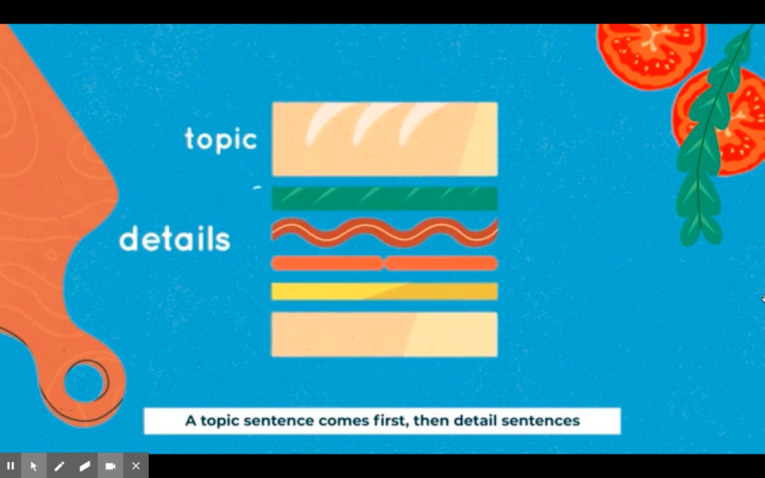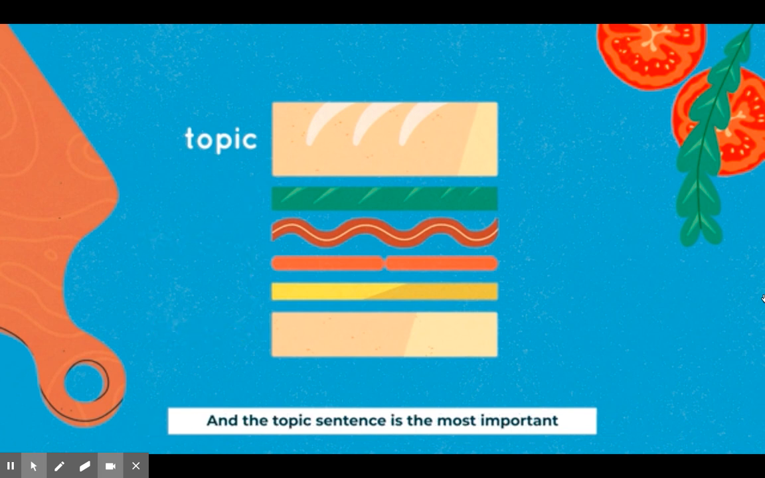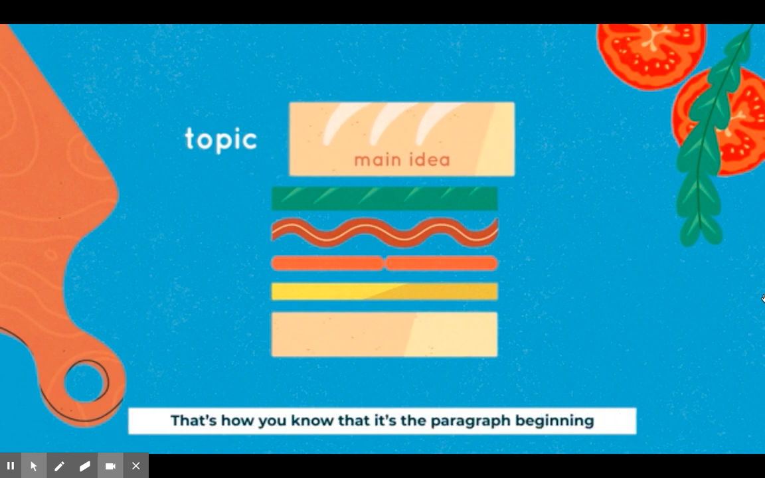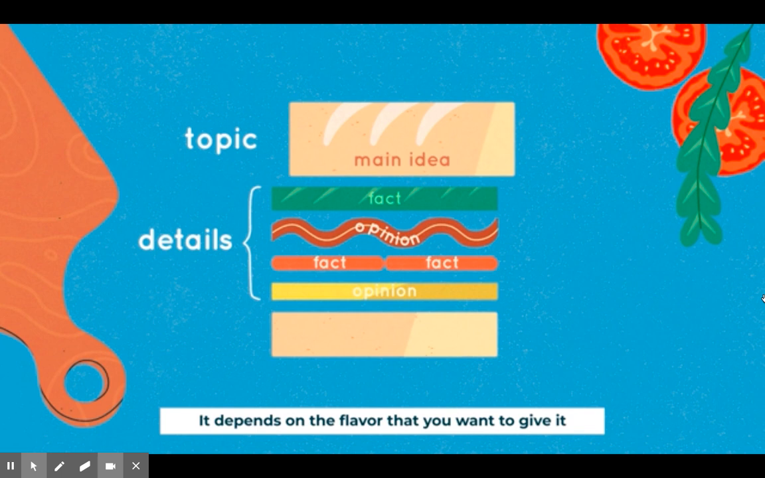A topic sentence comes first, then detail sentences. You have a closing sentence at the end to finish it, and the topic sentence is the most important. It gives the main idea or tells you what the point is. That first sentence is always indented. That's how you know that it's the paragraph's beginning. A paragraph can be all fact or opinion. It depends on the flavor that you want to give it.